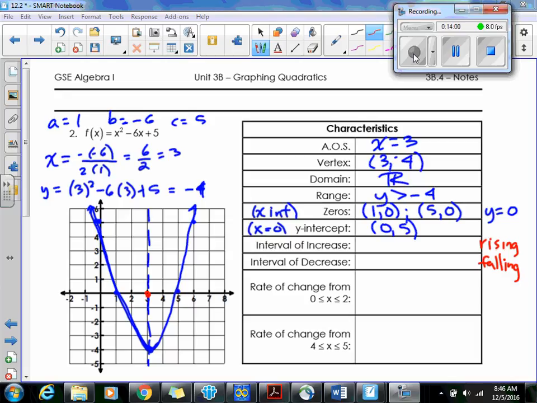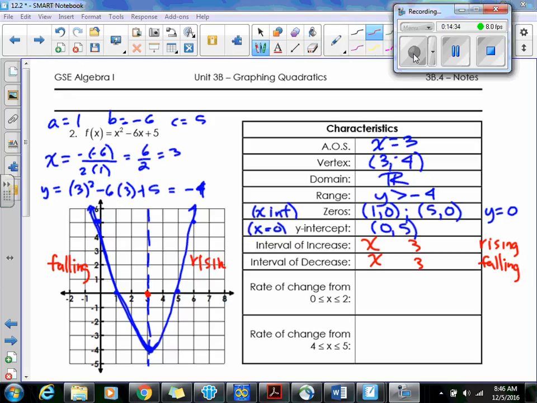So we're looking on either side of the AOS, which is at 3. So I know it's going to start with an X, and it's going to have a 3 in it, but I have to figure out what these inequalities are. What is this side doing? Is it rising or falling? It's falling, because if you were walking down there and you hit this, you're going to go down. So this side is falling. Falling is the same as decrease, so this side is rising.